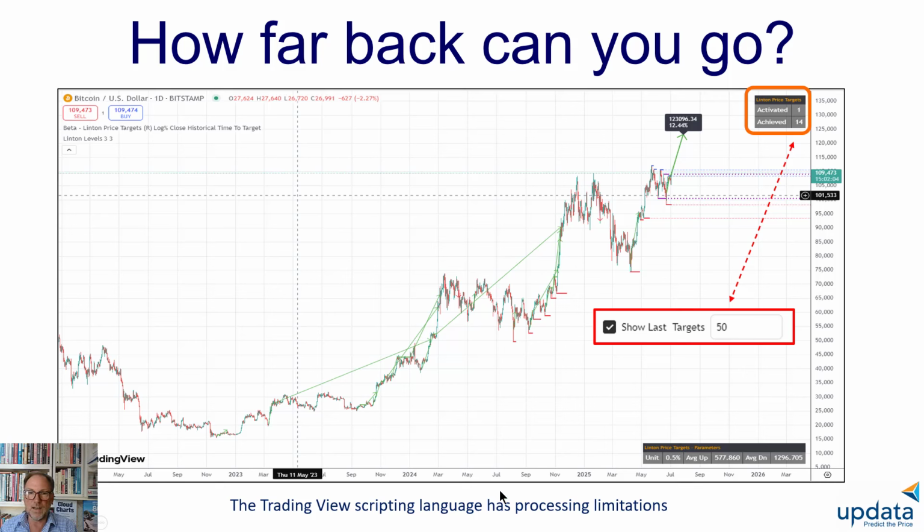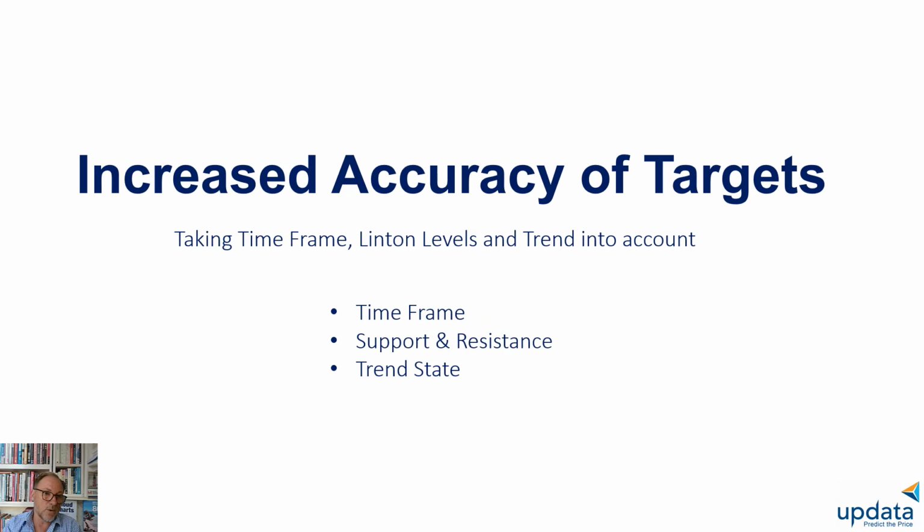But we are limited with the scripting language in TradingView. It has processing limitations, so we can't go back a long way because it's just putting too much load on the system. So you may only be able to go back about up to 20 targets. You can set it to 50, but chances are you may not see 50 targets because we can only sample a certain number of data points without running into resource issues. So that's how it works.